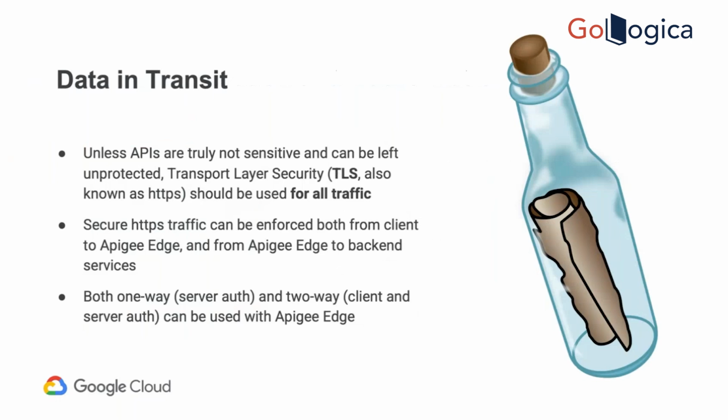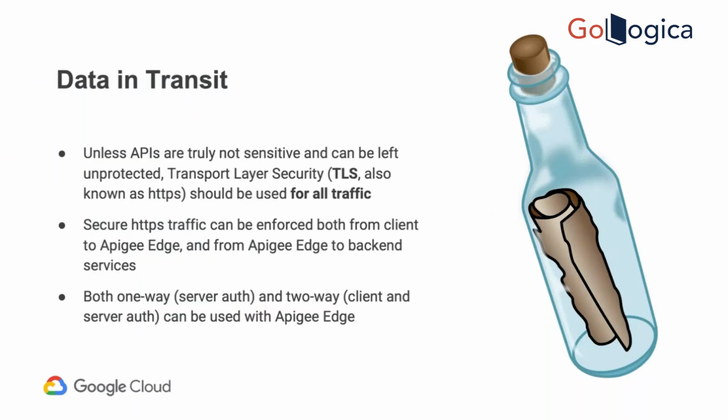Now next we have data in transit. During API traffic, when the request is coming, data in transit should be encrypted. To make sure that data in transit is encrypted, we have one way and mutual TLS. Both are there, and in Apigee we can easily implement both of them.